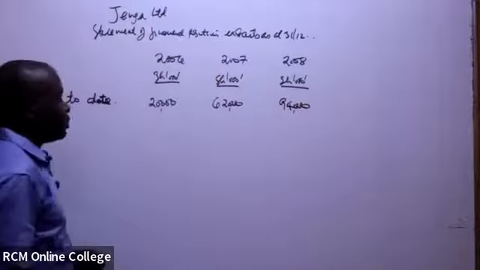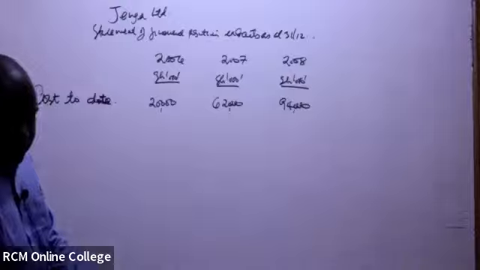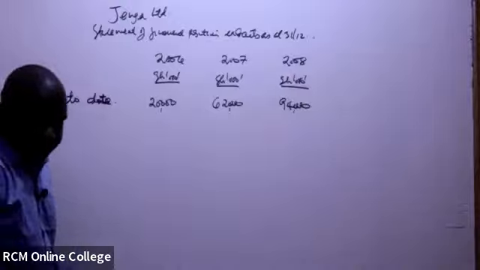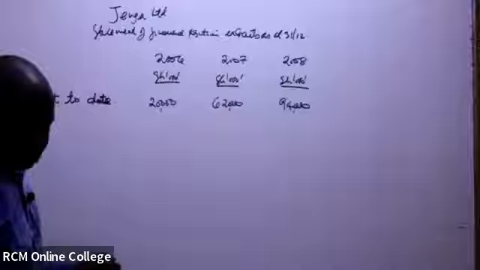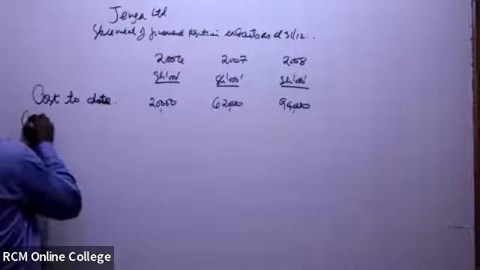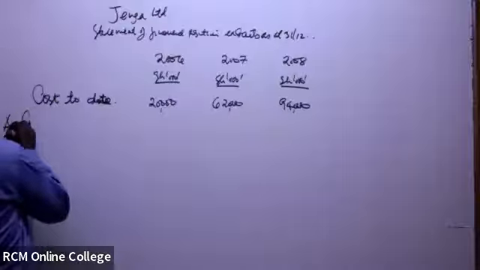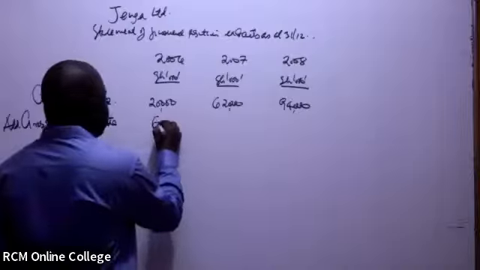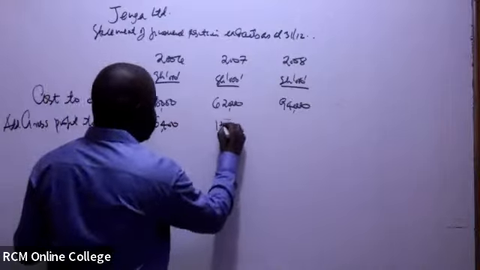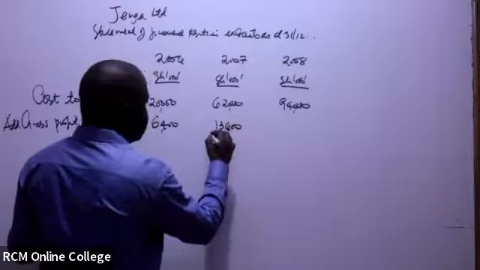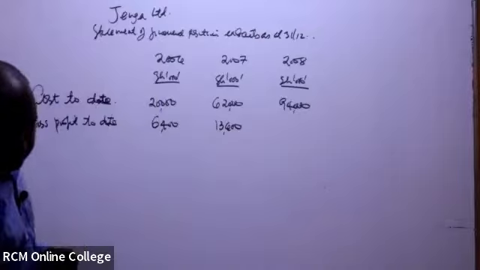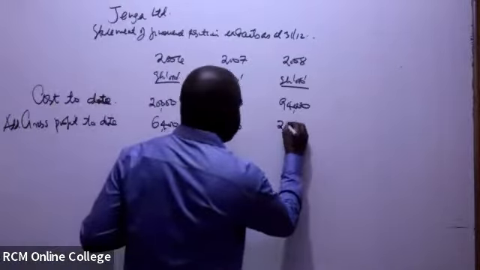Then we said you'll have to add the gross profit realized to date. This is basically the gross profit that has actually been realized in each year in the income statement. If you look at the first year, it was 6,400,000. Then 13,600,000, then 26 million.